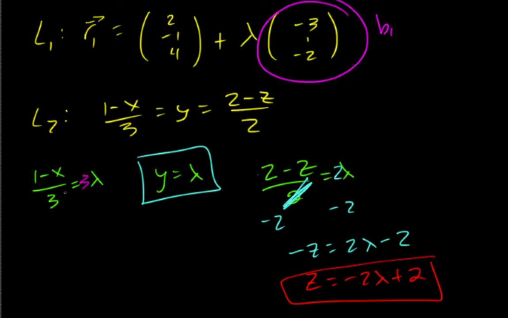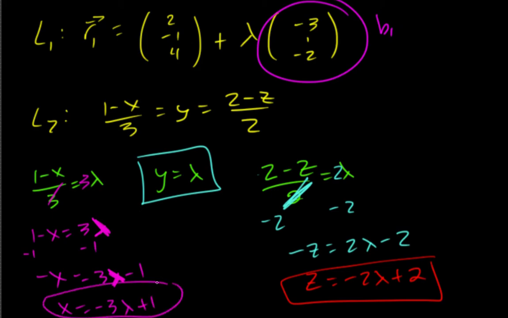And then similar thinking here, 1 minus x equals 3 lambda minus 1. Negative x equals 3 lambda minus 1, and then switch the signs, x equals -3 lambda plus 1.